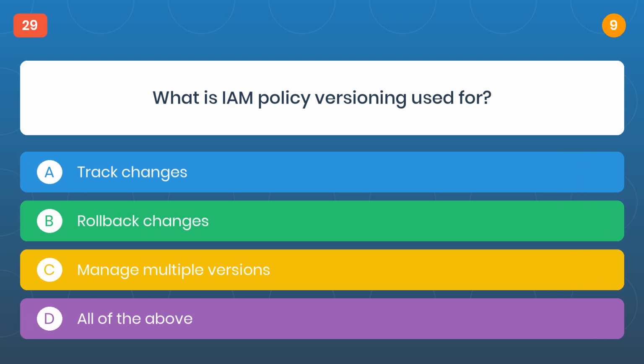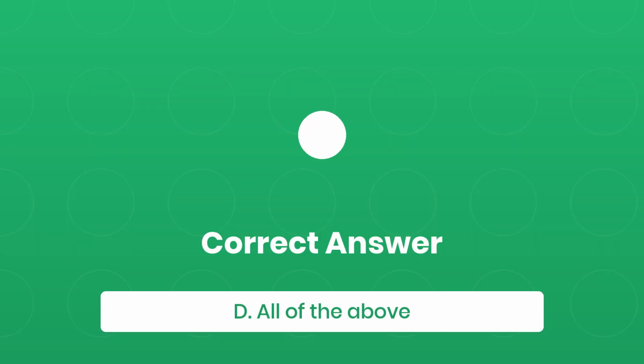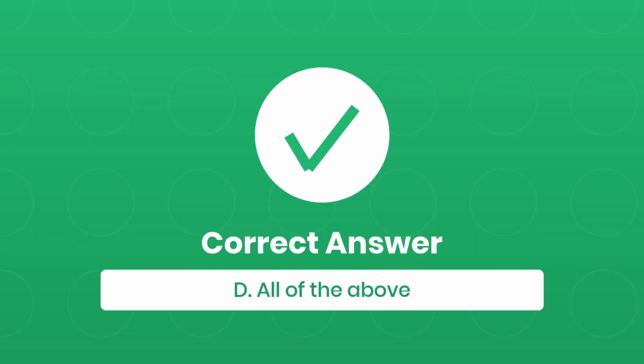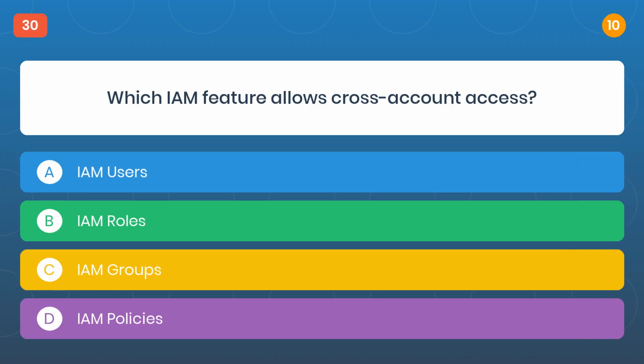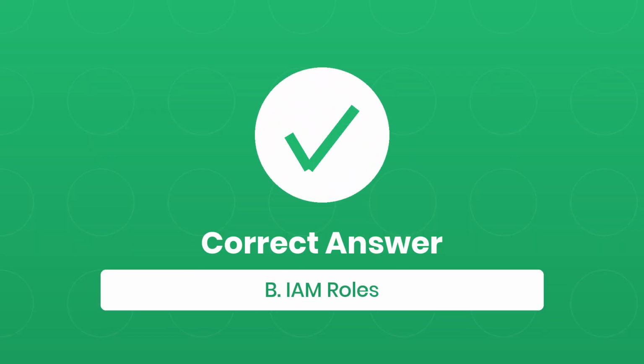Question 29. What is IAM policy versioning used for? The correct answer is D, all of the above. Question 30. Which IAM feature allows cross-account access? The correct answer is B, IAM roles.